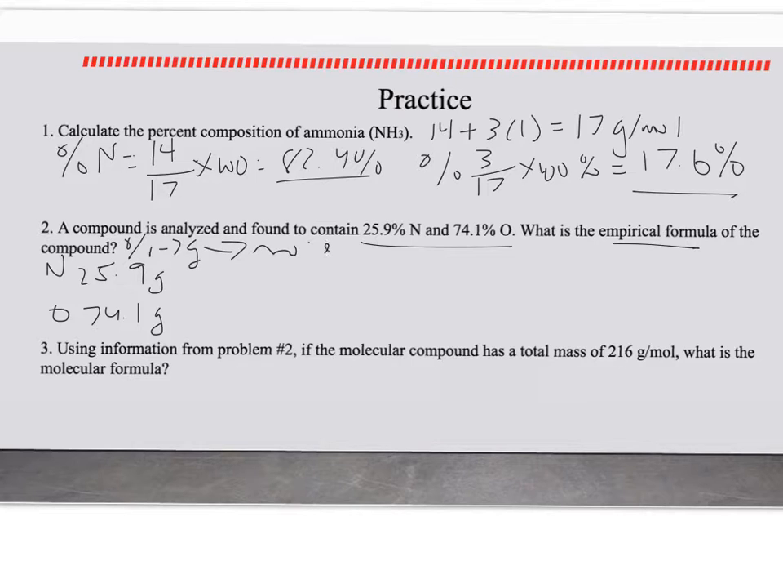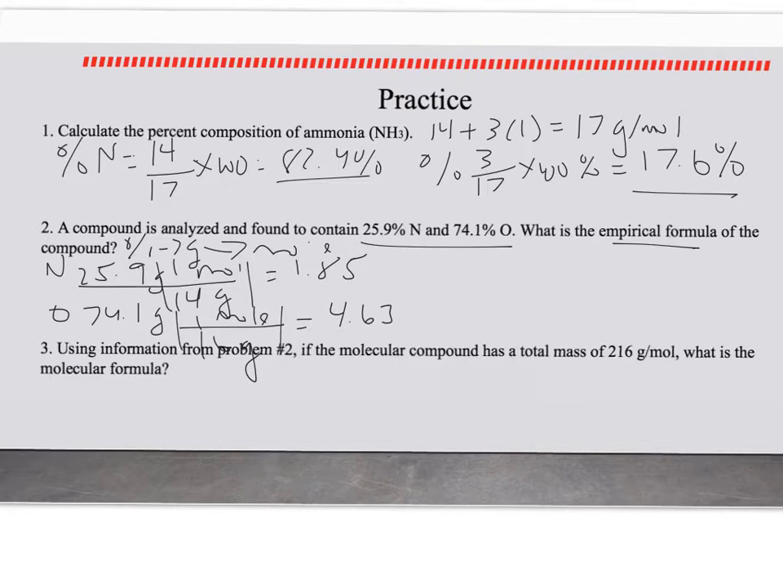Now I need to convert grams to moles. So I make my bracket, and I'm going to convert grams of nitrogen to moles. For 1 mole of nitrogen, there's roughly 14 grams. Dividing that in the calculator, I get 1.85. Doing the same thing for my oxygen, there are 16 grams in 1 mole. This is a gram to mole conversion. 74.1 divided by 16, I get about 4.63. And try not to round too much here.